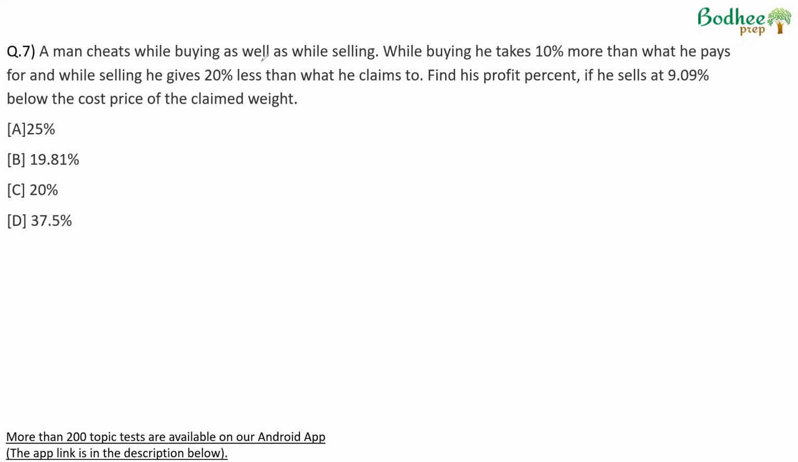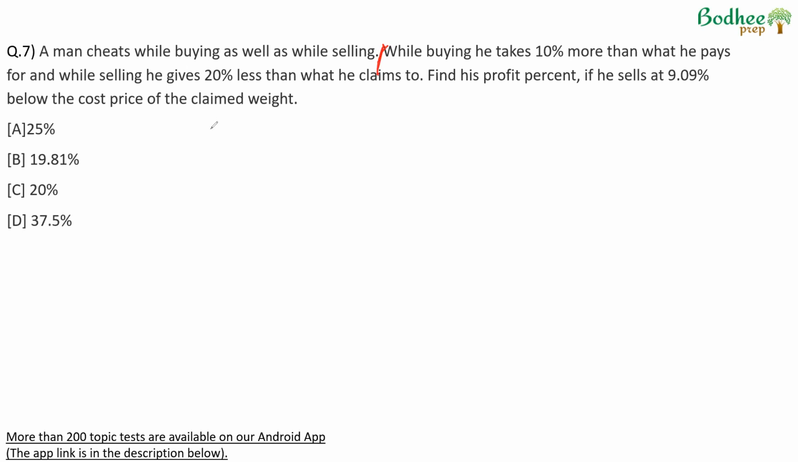A man cheats while buying as well as while selling. While buying, he takes 10% more than what he pays, and while selling, he gives 20% less than what he claims to. Find his profit percent if he sells at 9.09% below the cost price of the claimed weight.